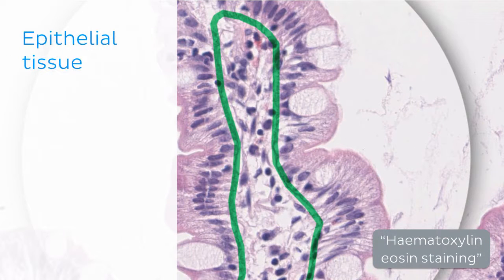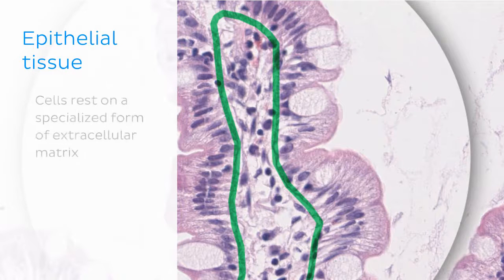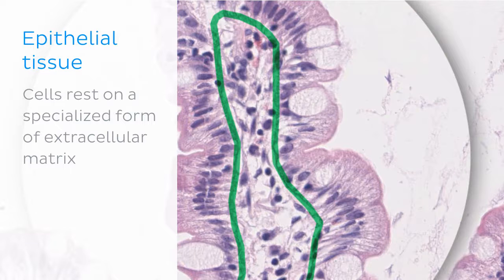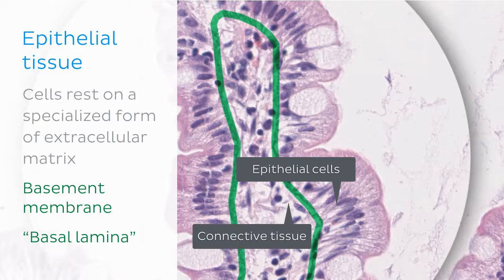Epithelial tissue is a tissue made up of cells that cover surfaces both inside and outside of the body. Because of this, it's known as covering tissue. Epithelial cells rest on a specialised form of extracellular matrix known as the basement membrane or basal lamina. We can see the basement membrane highlighted in green in our image, and that is situated between the epithelial cells, whose basal surfaces are attached to it, and the underlying connective tissue.